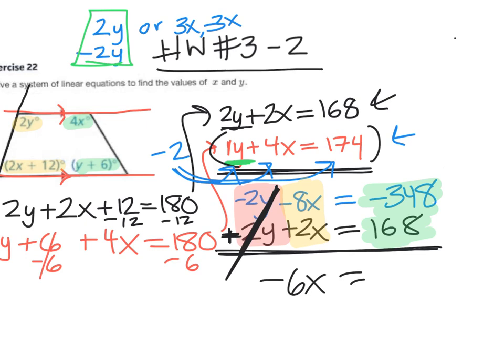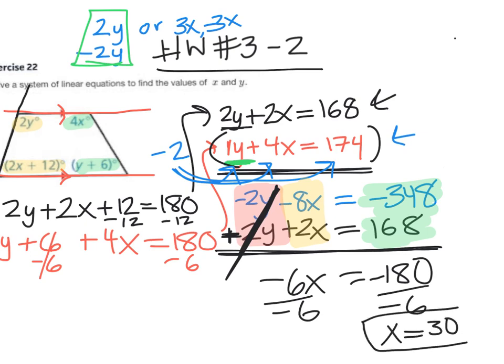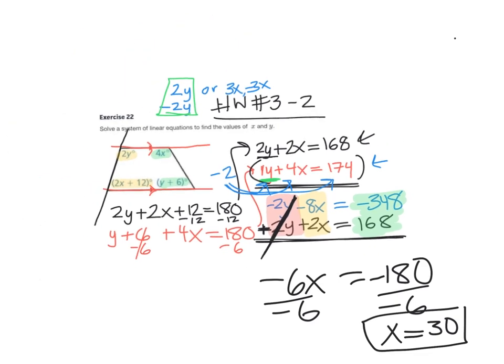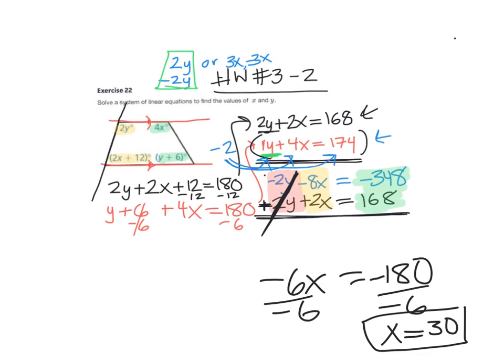Okay, so negative 348 plus 168 gives me negative 180. I divide by negative 6, so it looks like x is 30. Let me zoom out for a second. So x is 30.